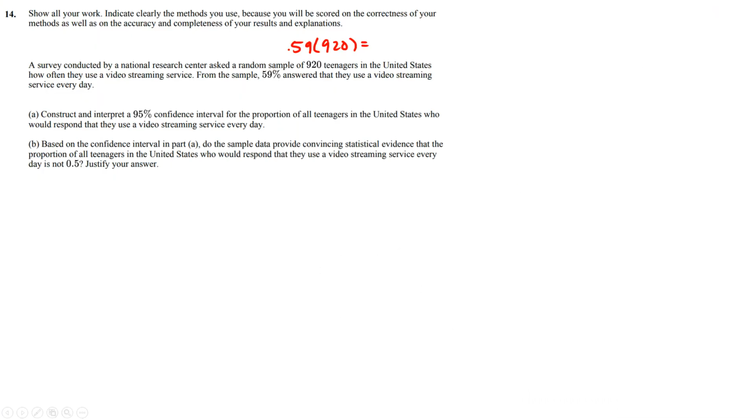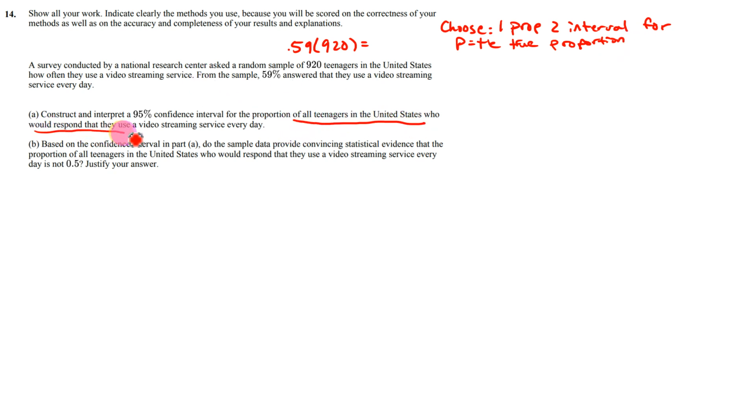Okay, so we're going to choose, right? There was the C I couldn't remember earlier. Choose, I just like putting this all in one sentence: one prop z interval for p, the true proportion of all teenagers in the United States who would respond that they use a video streaming service every day. I'll write this out once, but you need to write it out twice.